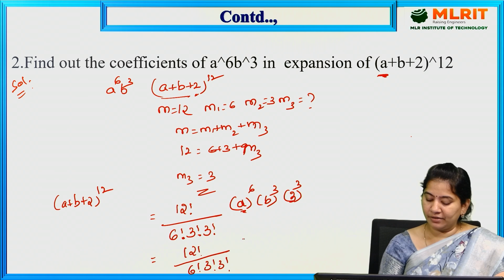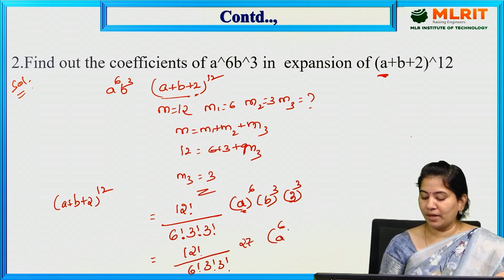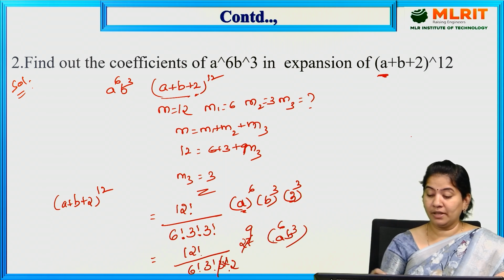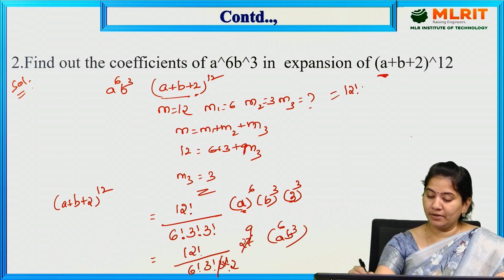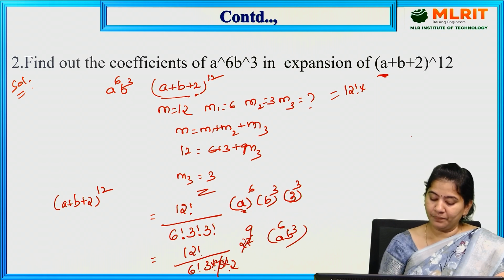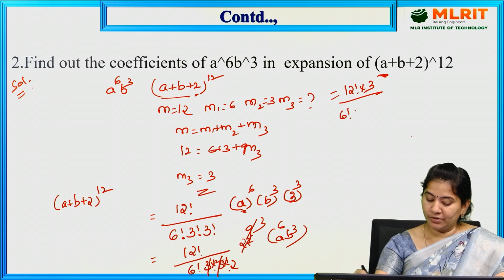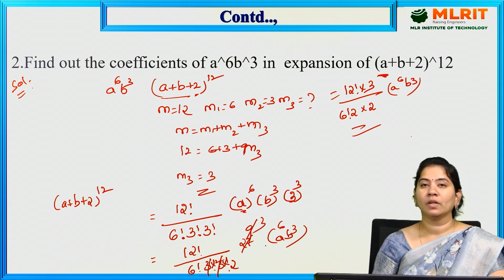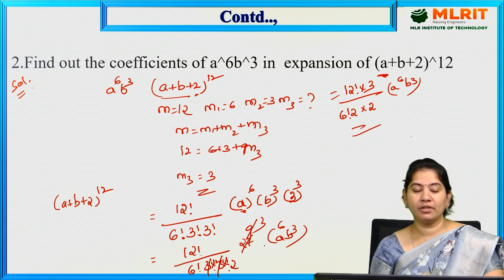So 3 3s are 9, 9 3s are 27, into a^6 b^3. So this 3, if you write 3 into 9, 3 9s are 27. So here you will get the answer 12 factorial into 9. So if you write here, 3 3s are 9, you will get 12 factorial into 3 by 6 factorial into 2 factorial into 2 into 2, which is nothing but the a power 6 b cube coefficient answer. So like this we need to solve the problem for the coefficient of multinomial theorem.